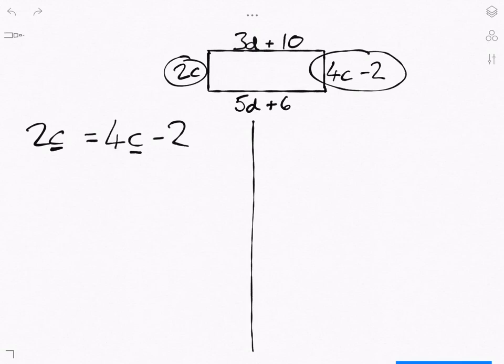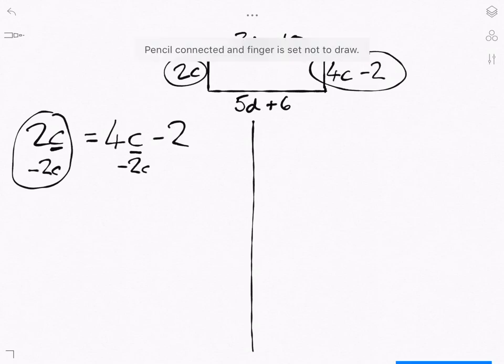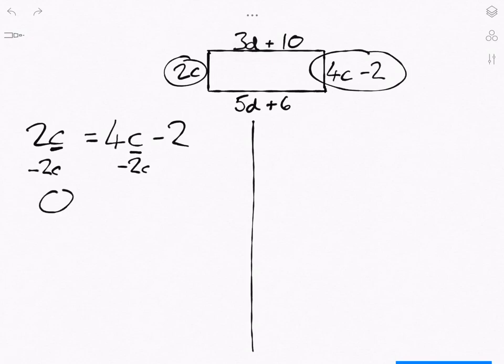So to start off with, I'm going to take away 2c from this side. And because I'm doing that, I'm going to have to do it this side as well. Okay, so 2c, take away 2c, will give us 0. And there's nothing else on that side, so we just write 0. And 4c, take away 2c, is 2c. Take away 2. So we know 2c take away 2 is 0.